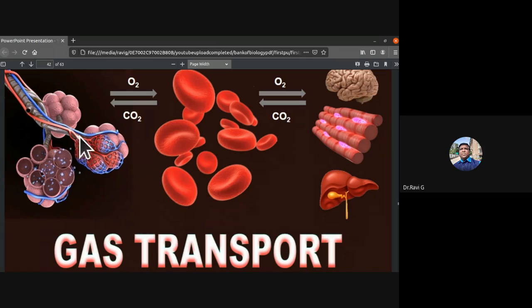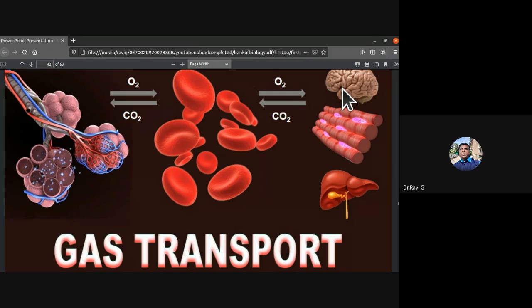You can see here the alveoli, blood, and the recipient organs, the various types of tissues that are there. What you can notice here is that the alveoli receive oxygen from the atmospheric air. This oxygen is carried by the blood, and this oxygen is supplied to the tissues.